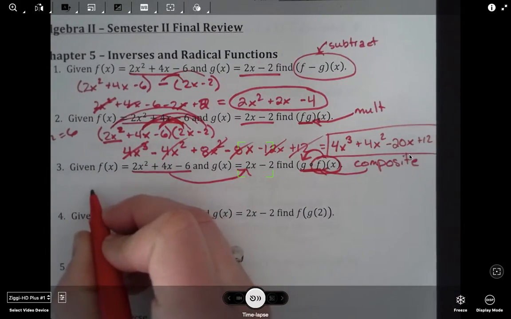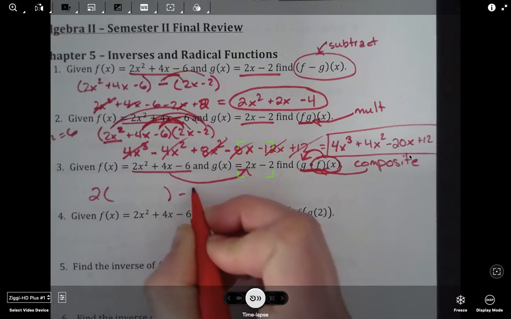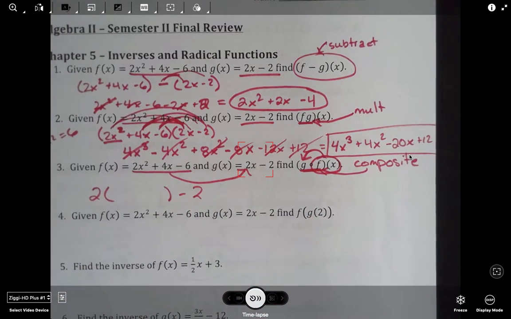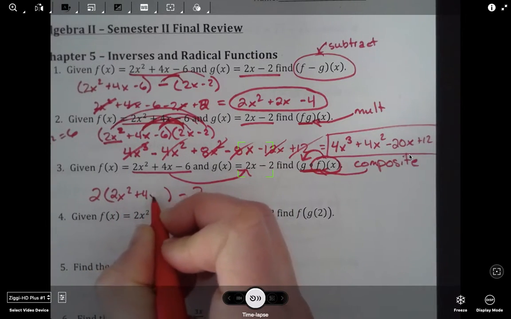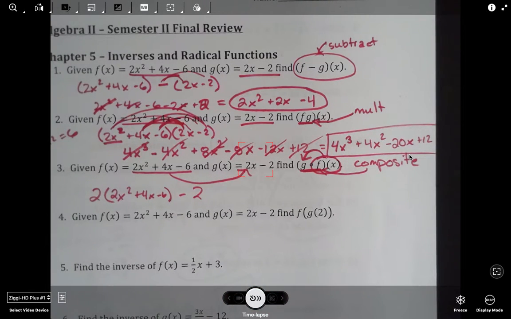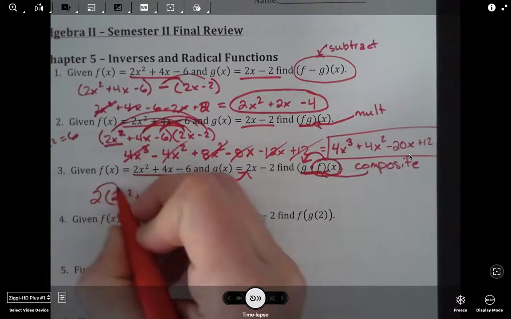So the G was before 2x minus 2, right? But instead of putting x, I'm going to put that big chunk of junk in there. Okay? Does that make sense? Okay, and then I'm going to simplify. So this whole chunk goes in here. 2x squared plus 4x minus 6. And then we simplify. Okay? How do we simplify? Distribute the 2. So let's do that.